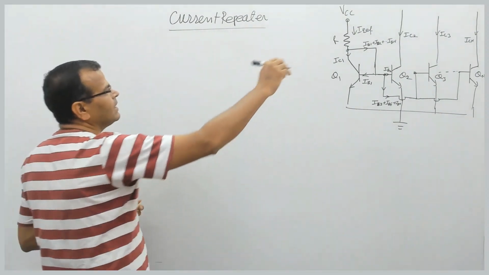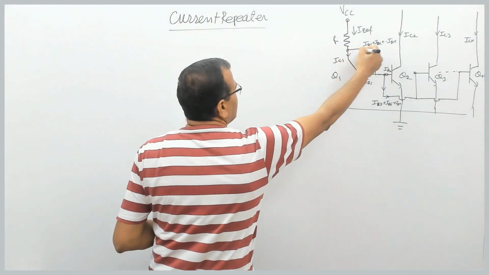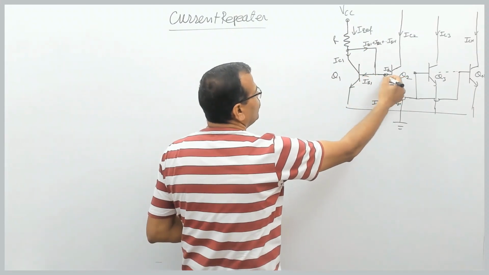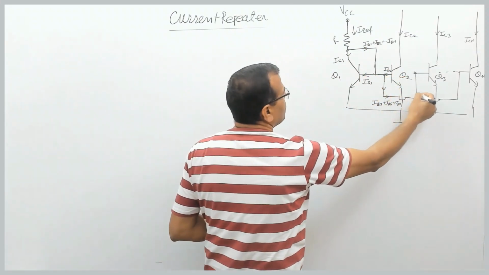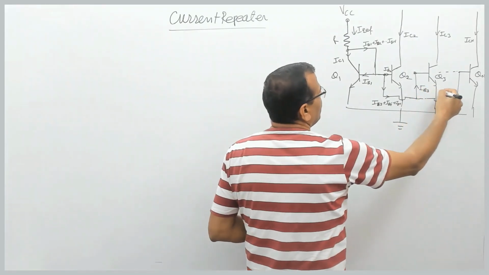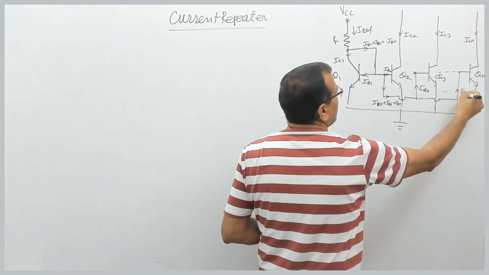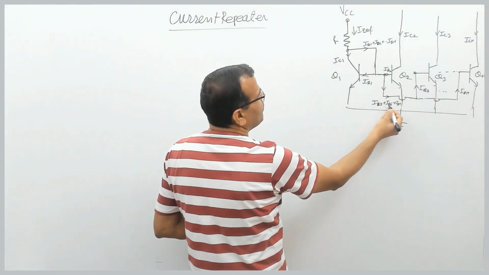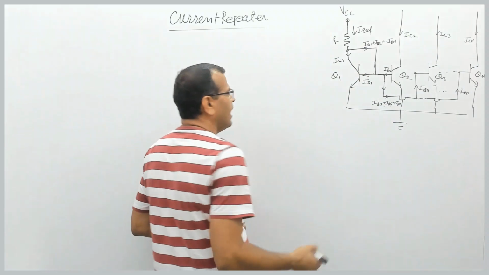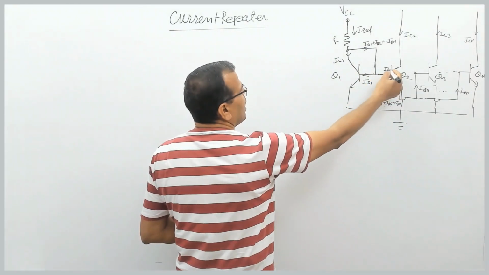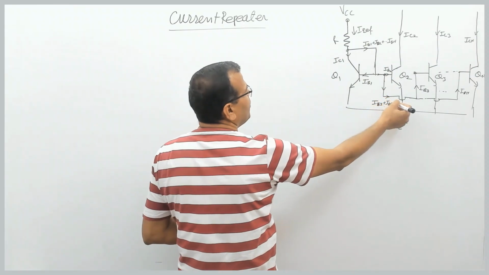Now let us see it carefully. What is the current in this path? This current is IB1, this current is IB2. The current here is the sum of these currents. This is IB3, and so on, and the current here will be IBN. So the current here will be IB3 plus IB4 and so on plus IBN. The current here is IB2, so the current on this side will be IB2 plus IB3 plus IB4 and so on.